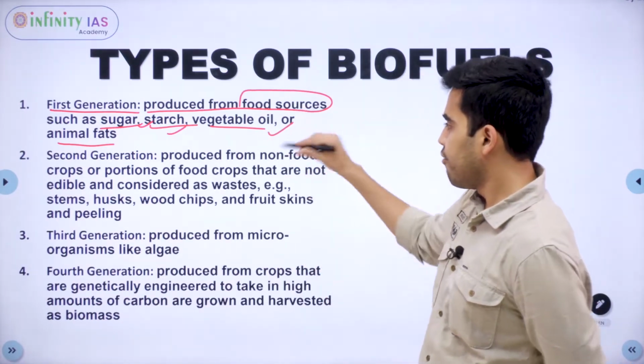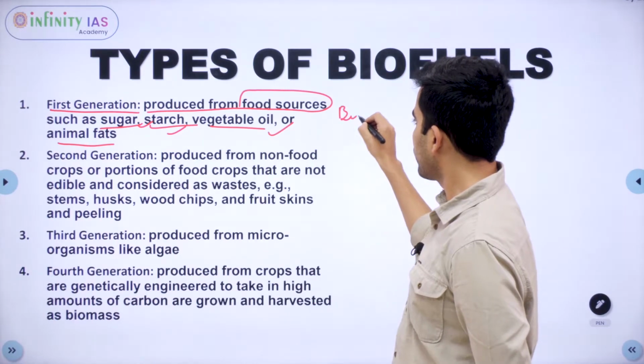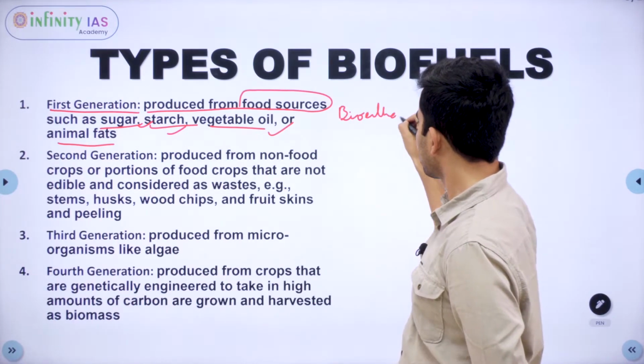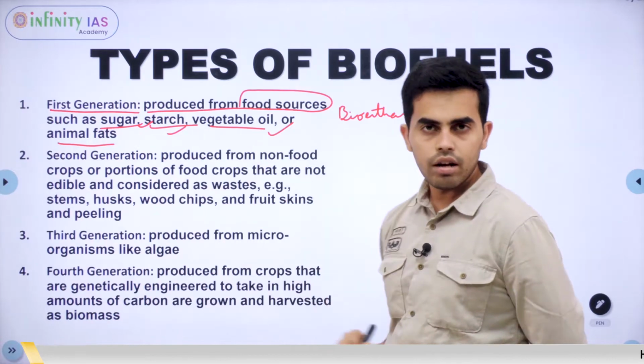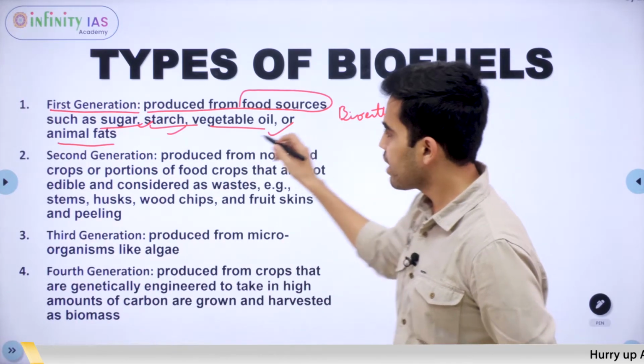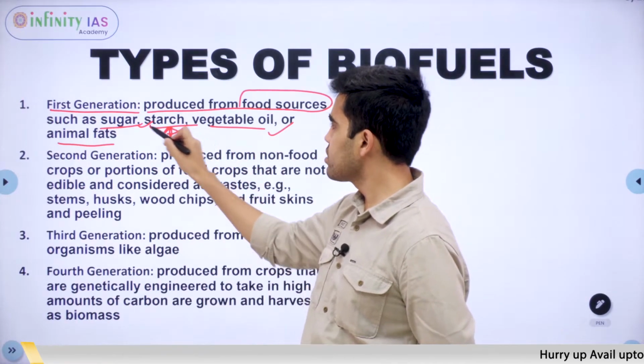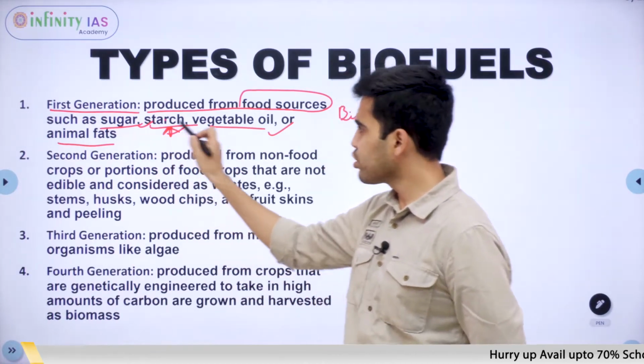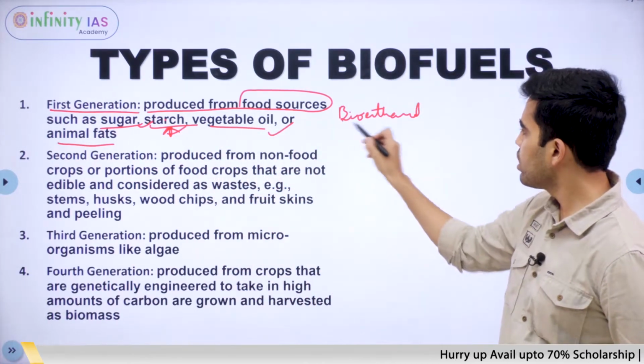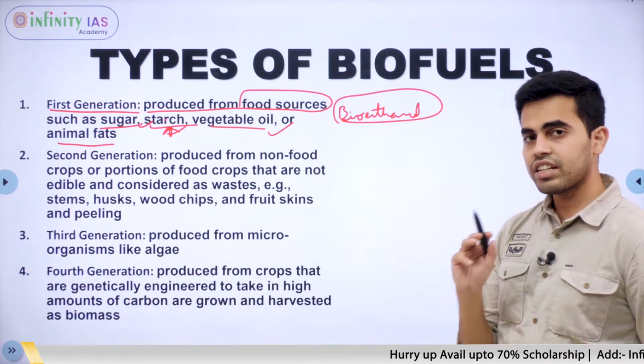For example, we have bioethanol. Bioethanol, that is alcohol, can be produced by fermentation of substances such as sugar or starch. So bioethanol is an example of first generation biofuel.